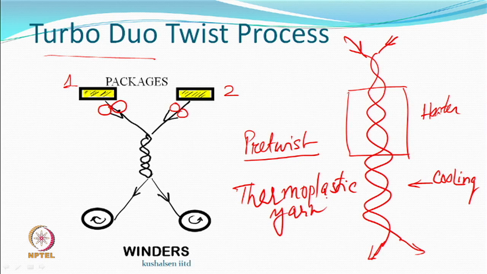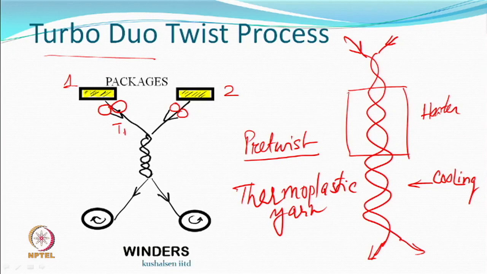So, what is the smart thing? That you have been able to twist without a twister. And using that zone, the zone could be made longer or shorter based on how much twist you have inserted. So, if you insert more twist, then it will spread.